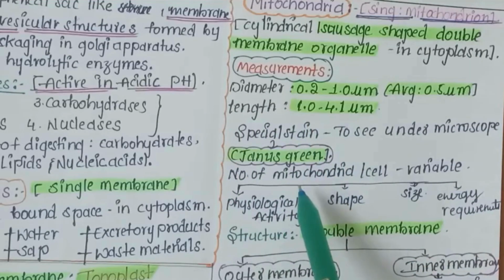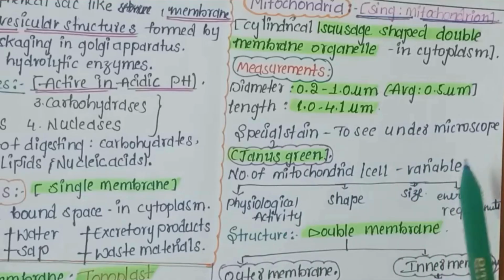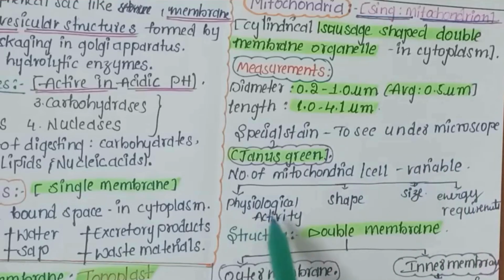A variable number of mitochondria are present in the cell, in different types of cells, depending on the physiological activity, shape, size and energy requirements of the cell. Let's discuss the structure of mitochondria in detail with the help of a diagram.